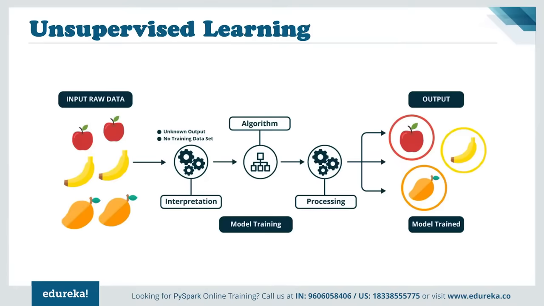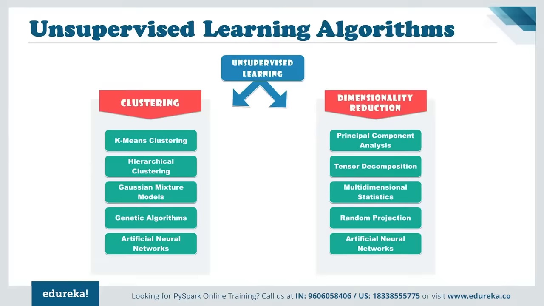Unsupervised learning is used against data that has no historical labels. The system is not told the right answer. The algorithm must figure out what's being shown. The goal is to explore the data and find some structure within it. Unsupervised learning works well on transactional data, and these algorithms are also used to segment text topics, recommend items, and identify data outliers. Now, there are majorly two classifications of unsupervised learning. One is clustering, as I discussed earlier, and the other one is dimensionality reduction, which includes topics like principal component analysis, tensor decomposition, multidimensional statistics, and random projection.